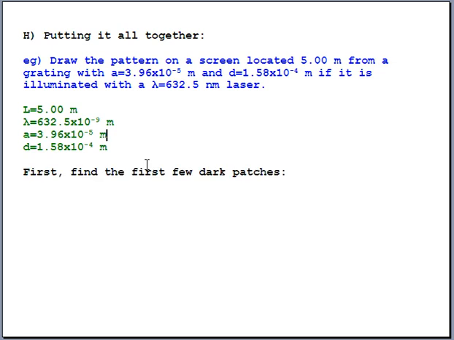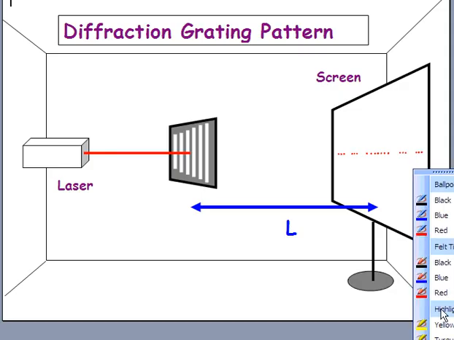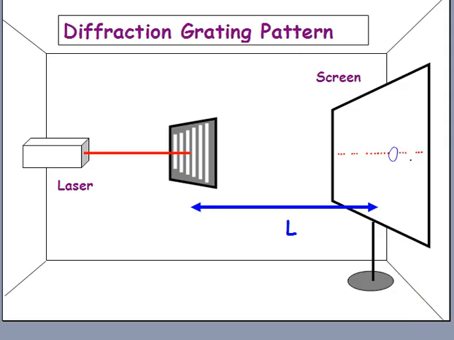Okay, so I'm going to start off by finding those dark patches. You can actually do this in either order, but I'm going to try to figure out where these places are located where there's just these patches of nothingness. So I've got m equals 1 and then m equals 2, and I'm going to see where they're located on the screen.